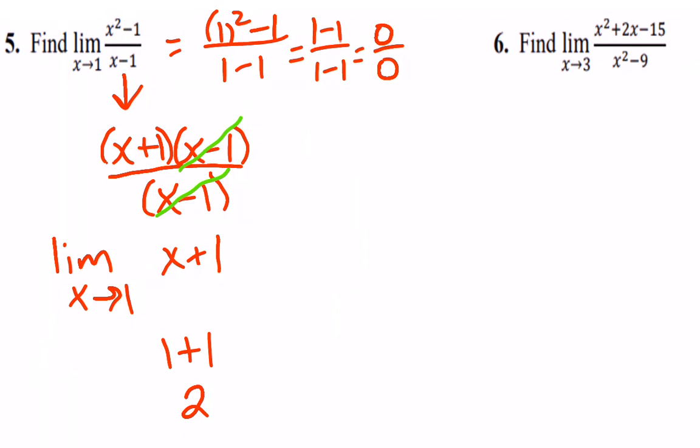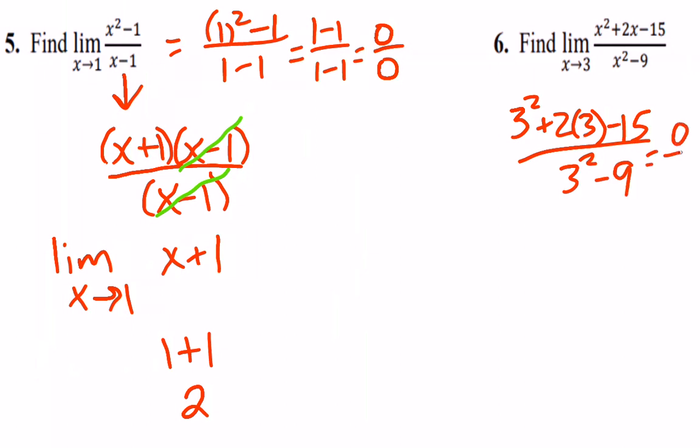All right, so the next one, I'll kind of spoil the ending. We end up with the same situation. 3 squared + 2 times 3 - 15 over 3 squared - 9 is going to give me 0 over 0. You can just trust me on that one. All right, so once you see that it's going to be 0 over 0, we have to factor and simplify.